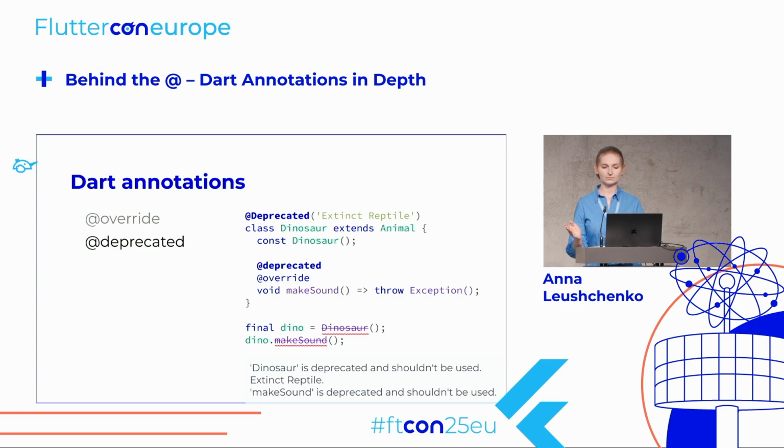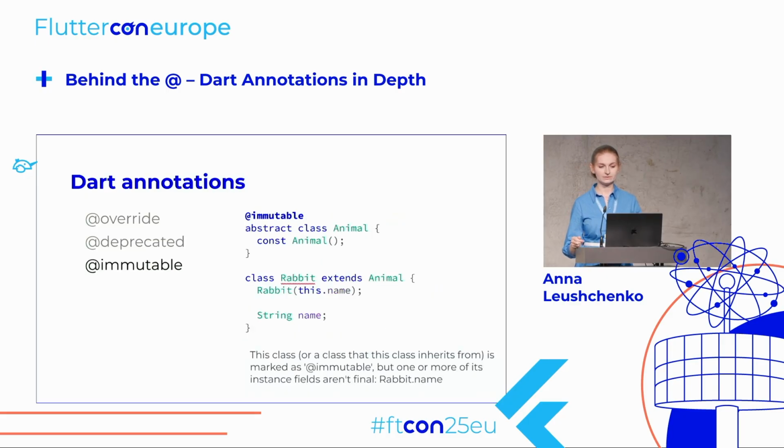In this example, we have a class Dinosaur marked with the deprecated annotation with the explanation "extinct reptile." And the makeSound method is annotated with plain deprecated annotation. So below, when we try to instantiate a Dinosaur, we see warnings that this code is deprecated and shouldn't be used.